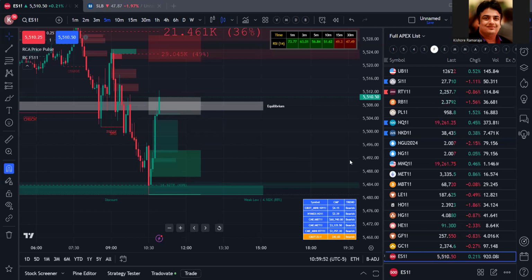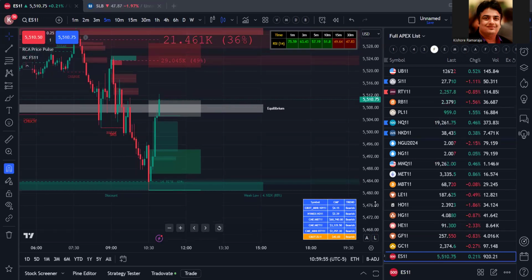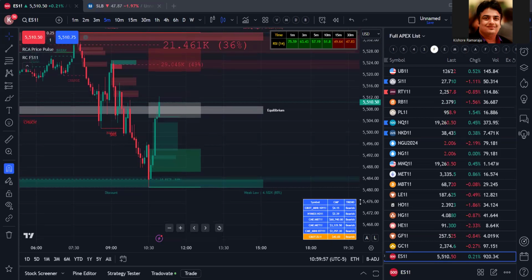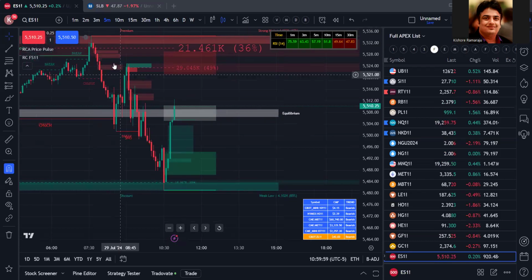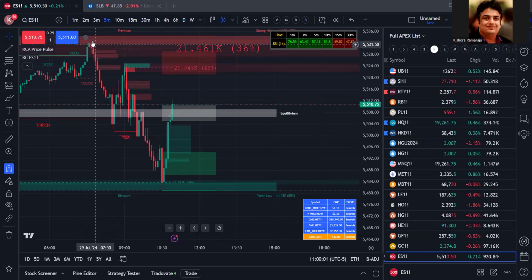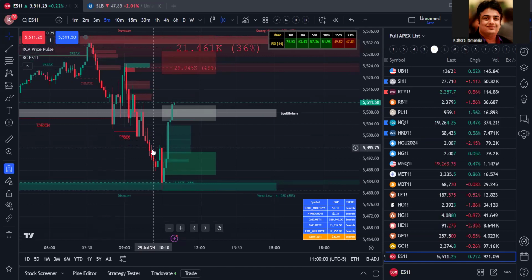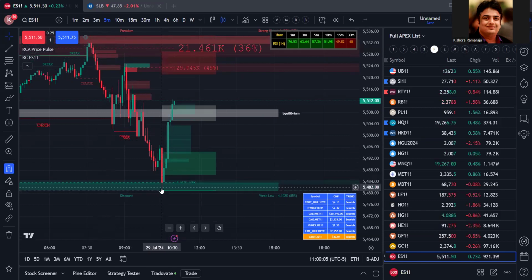Hope it is making sense. We know it is bullish. It went all the way to the top this morning. It gave a good opportunity to buy at a discount price.